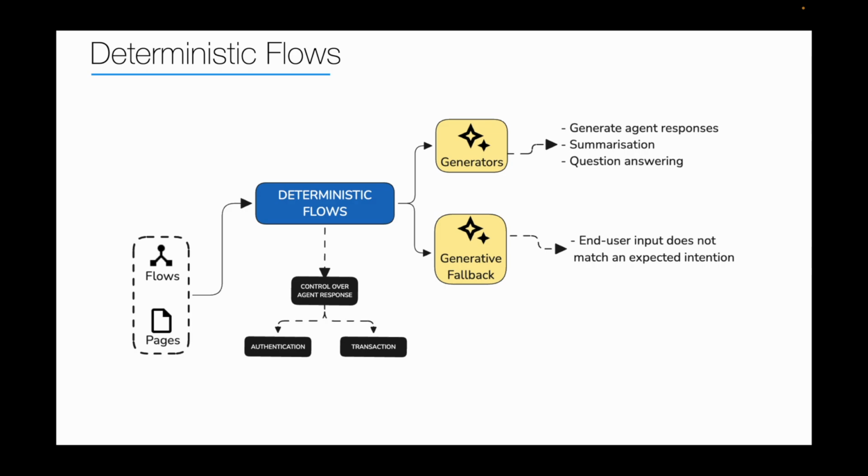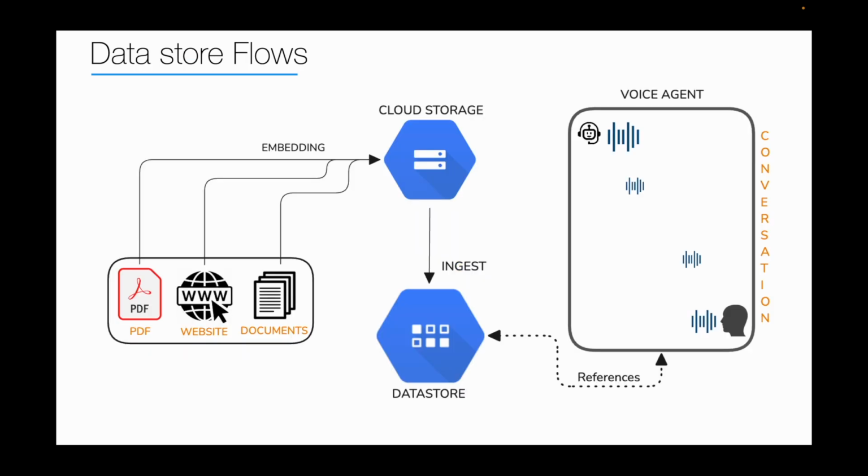Flows come with generative features called generators and generative fallback. Generators are used to generate agent responses through LLM prompt, which gives more human-like responses compared to static responses. This can also be used for summarization. Generative fallback is used to generate responses through LLM prompt when user input does not match an expected intent, kind of no match. Data stores help your agents get knowledge about your public or private content and can find answers to user questions from this knowledge source.